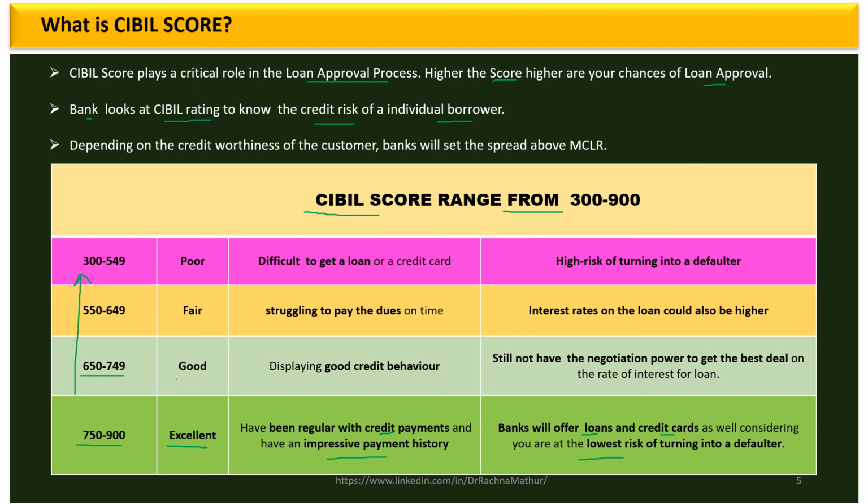So between 650 to 749 is the category of good borrower with a good credit behavior, but still they do not have the negotiation power. That is, they cannot get the best deal on interest. But 550 to 649 are the fair category borrowers who are struggling to pay their dues on time, and they are forced to pay the higher interest because their spread charges increase over and above MCLR. And for the very poor borrower with a CIBIL score of 300 to 549, it is very difficult to get a loan or a credit card because there is a very high risk of default. So in that way, on the basis of the CIBIL score, bank decides the spread of a borrower over and above MCLR.